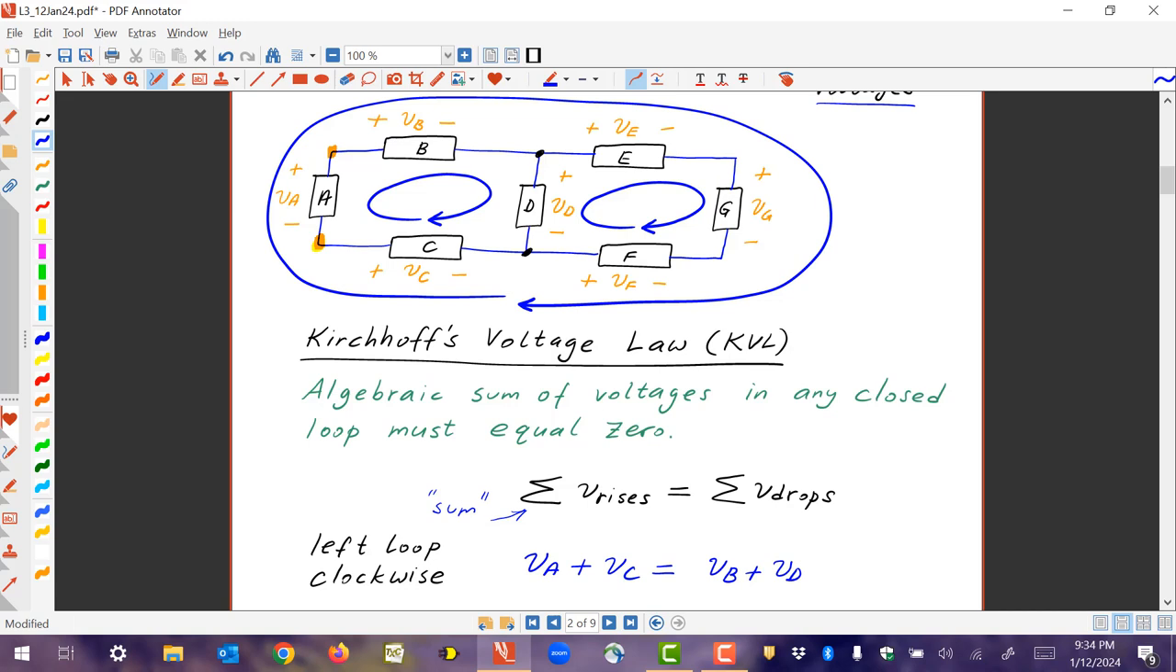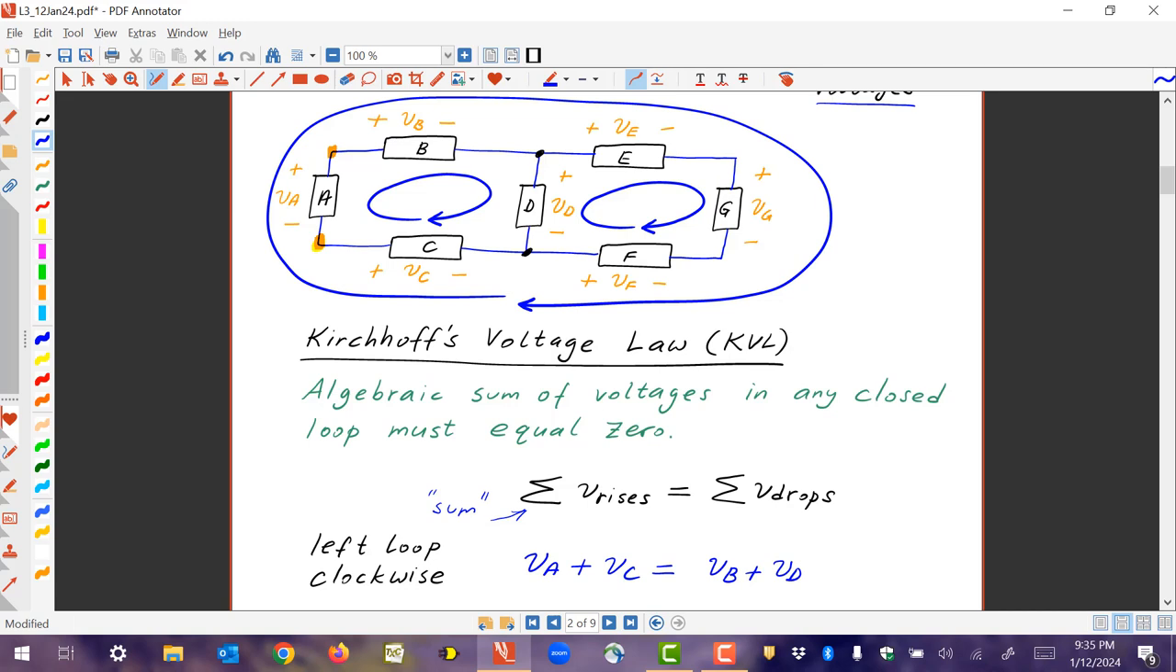So that tells you that when I go around the loop and I measure rises and drops, and I put the rises on one side, drops on the other side, the numerical values must satisfy this equation. That's what Kirchhoff's voltage law is. It's not saying anything at this point about what those numerical values should be. It's just saying if you do have the numerical values, they must satisfy this algebraic equation. Okay? No options. And if you don't, then something is wrong, because you are actually violating a fundamental property.